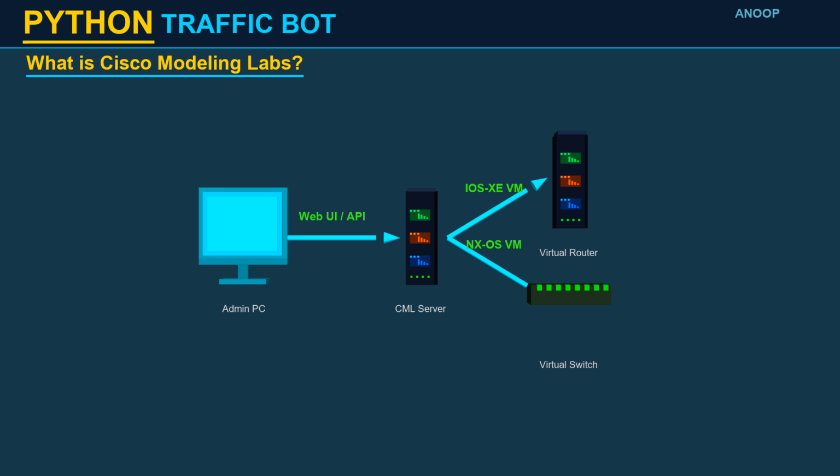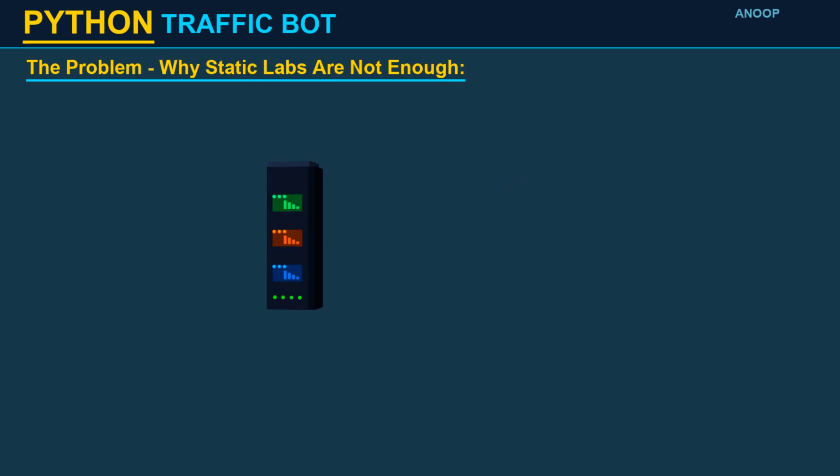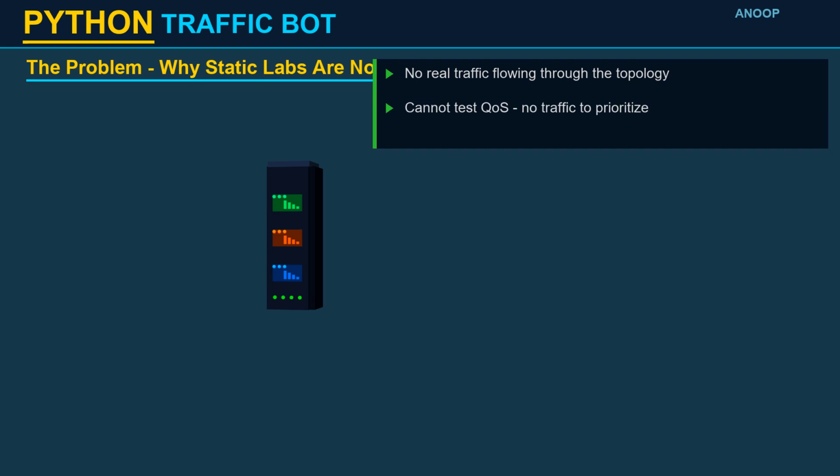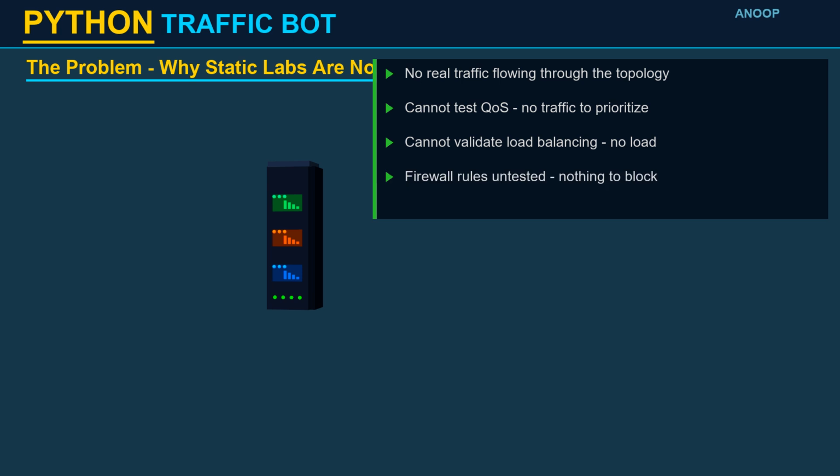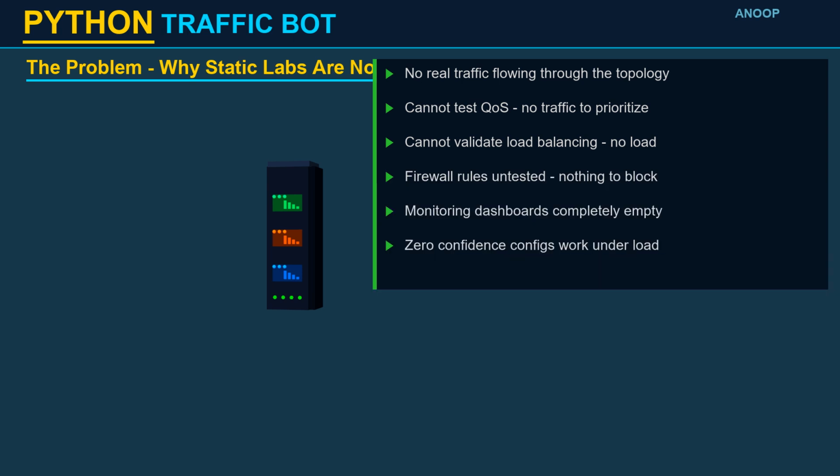Here is the core problem. When you build a topology in CML, the routers and switches are configured and connected, but there is no actual traffic flowing. The interfaces show up, routing tables populate, but the network is completely silent. This means you cannot test quality of service policies because there is no traffic to prioritize. You cannot validate load balancing because there is no load.